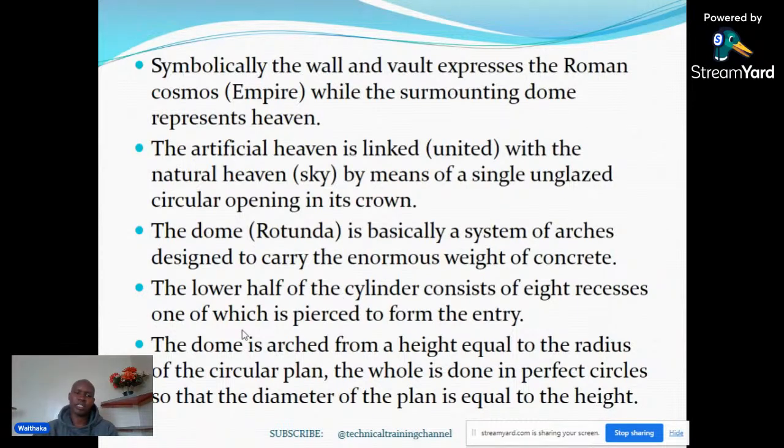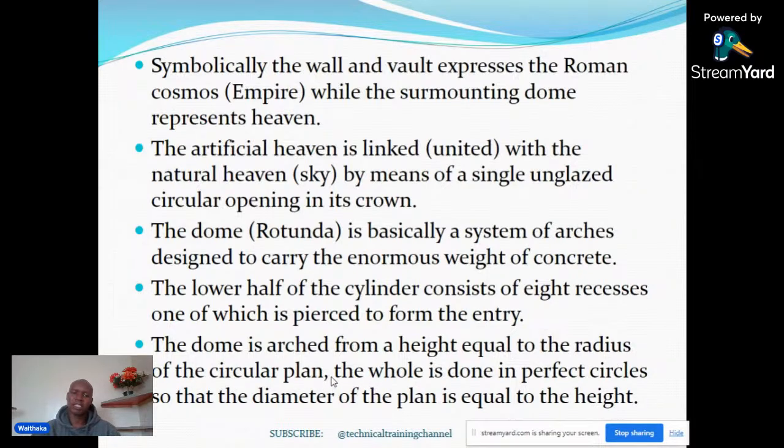Again, you are saying that the lower half of the cylinder consists of 8 recesses, one of which is pierced to form the entry, and the dome is arched from a height equal to the radius of the circular plan. The whole is done in perfect circles so that the diameter of the plan is equal to the height. So you are saying that the dome is arched from the height equal to the radius of the plan.